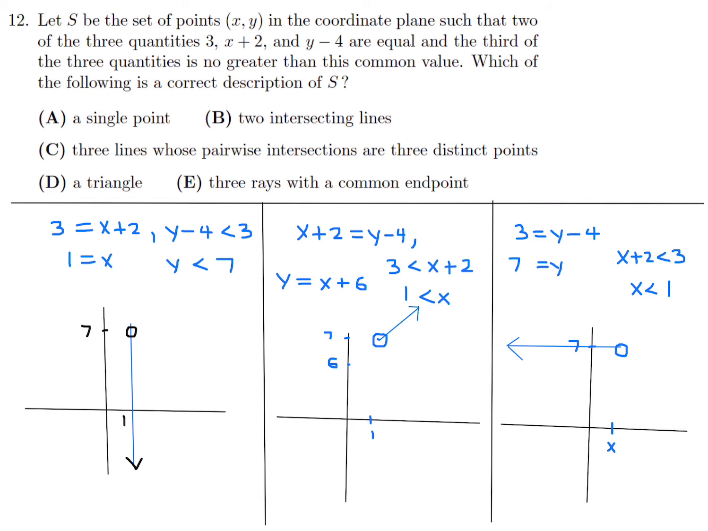So there you go. You got 3 rays, and they all seem to have a common endpoint, and that common endpoint is right here, which would be 1, 7. So the answer choice that matches is choice E, 3 rays with a common endpoint right there.